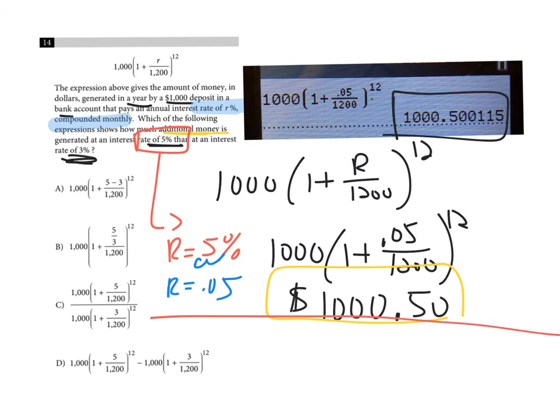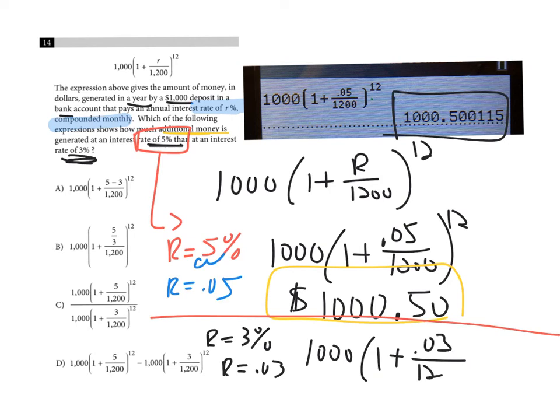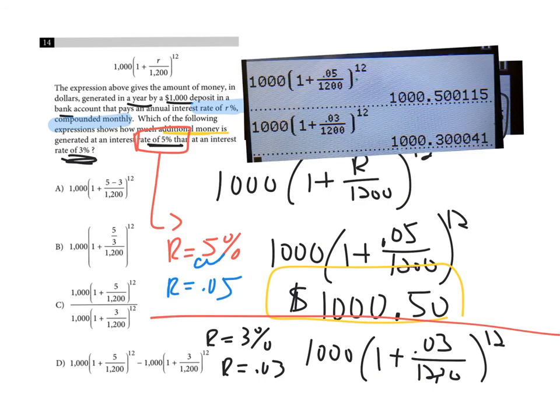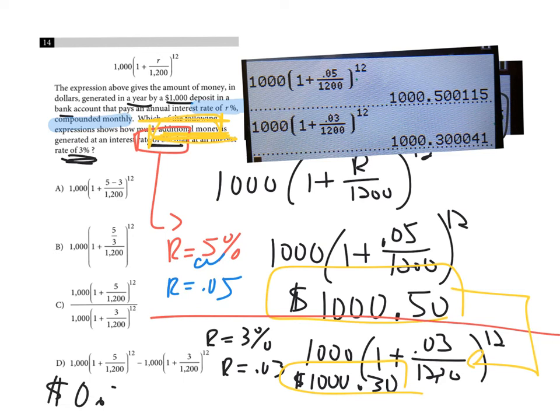If the interest rate is 3%, so R would now be 0.03, the money you would have is 1,000 times (1 plus 0.03 over 1,200) raised to the 12th power. So now I'm going to do that on my calculator. So it looks like that's going to be $1,000.30. So the question says how much additional money? Well, from 1,050 to 1,030, the additional money is 20 cents. So here my answer is going to be 20 cents.